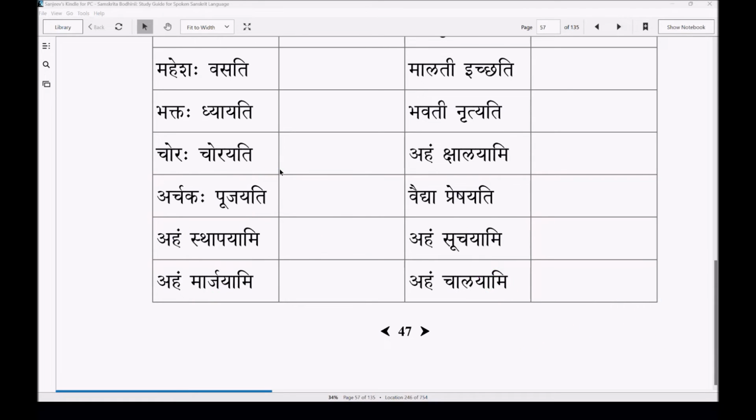Chorayati, chorayanti. But here, on this side, ti changes to nti. And here only mi changes to maha. Chalayamaha.